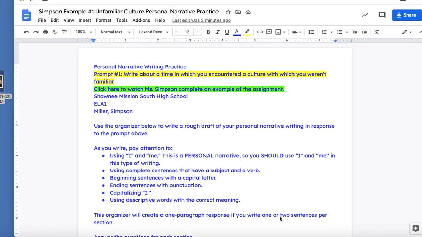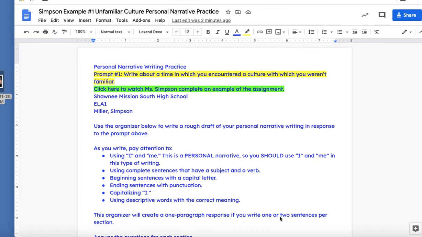It's Mrs. Simpson, and I'm going to go through an example of writing a personal narrative short essay. Or, you could also talk about it being a personal narrative story. So, first, let's start out by talking about what a personal narrative seeks to do.